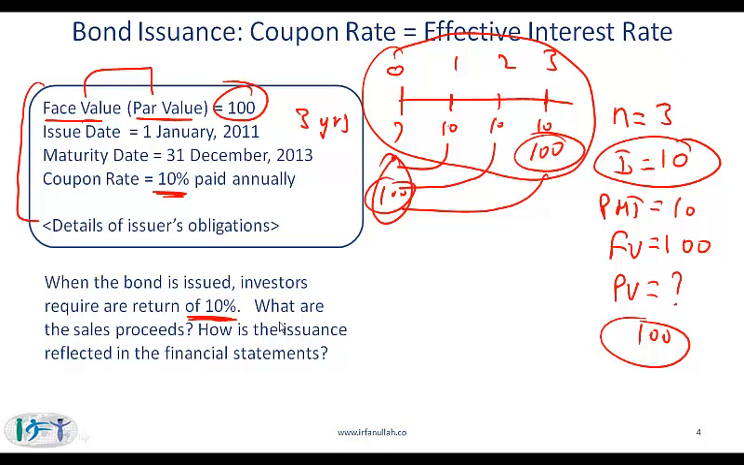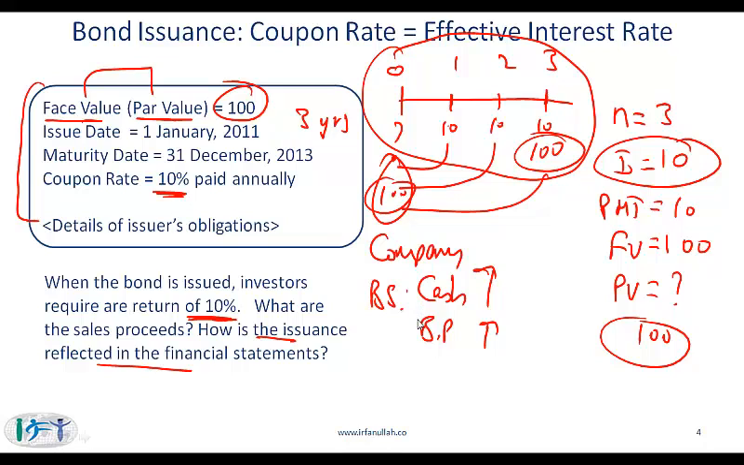How is the issuance reflected in the financial statements? What do you do on the balance sheet for the company now? So from a company perspective, what happens on the balance sheet? The company receives cash. So assuming here that there are no issuance costs, we'll talk about issuance costs later. The cash goes up by how much? By 100. And the bond payable also goes up by 100. So that's what's happening on the balance sheet initially.